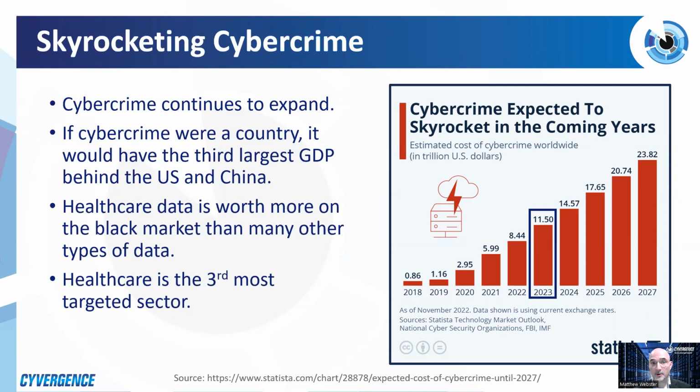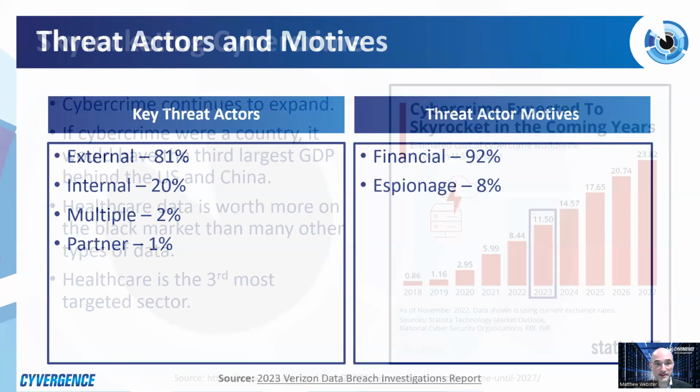Presently, if cybercrime were a country, it'd have the third largest GDP behind the US and China. And the reality is that healthcare data is worth more on the black market than many other types of data. So it's very important. Healthcare is not the most targeted sector, but it's the third most targeted sector in the United States. So this is definitely a concern for us.